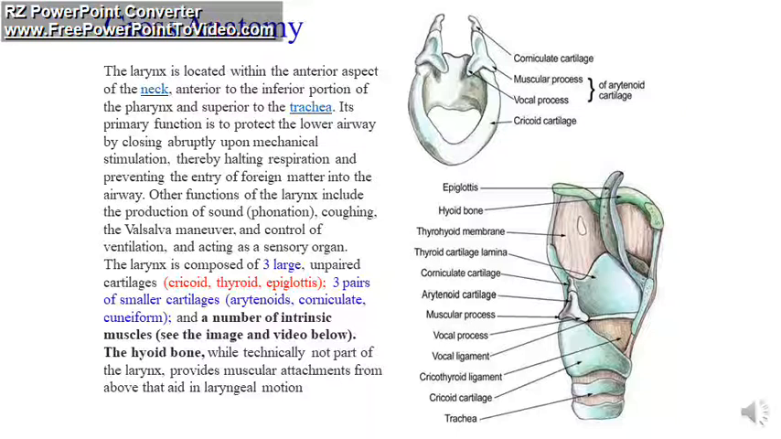Starting from the epiglottis and its attachment with the hyoid bone through the membrane, and the thyroid cartilage lamina, if you look here, and corniculate cartilage here, and arytenoid cartilage, and muscular process, with the vocal process here, and vocal ligament, and cricothyroid ligament here, and this is the thyroid location in this area. Any question?